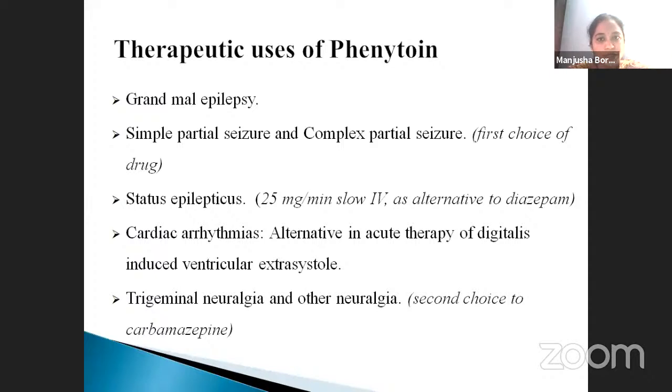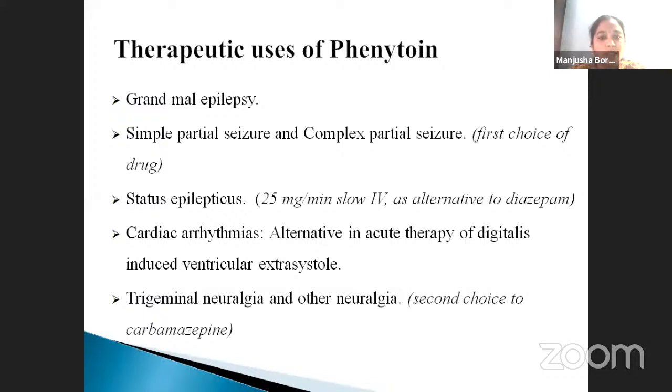Coming to the therapeutic uses of phenytoin, phenytoin is considered a major anti-epileptic drug. It is not a CNS depressant, but at the therapeutic dose, it causes sedation, and at a toxic dose, it causes excitation. Phenytoin is used as a first-line drug treatment for grand mal epilepsy, simple partial seizure, complex partial seizure as a first choice of drugs. It is not at all used in absence seizure. It also plays an important role in status epilepticus as an alternative to diazepam.